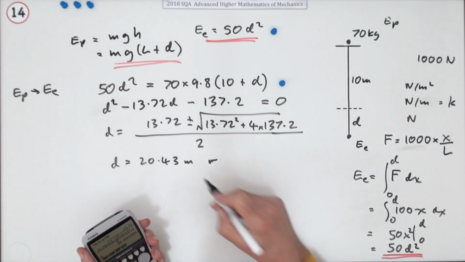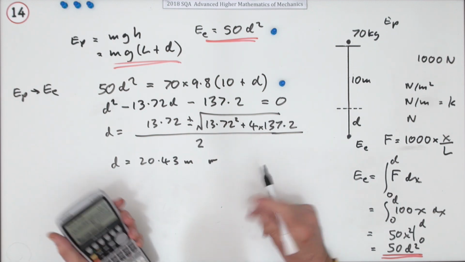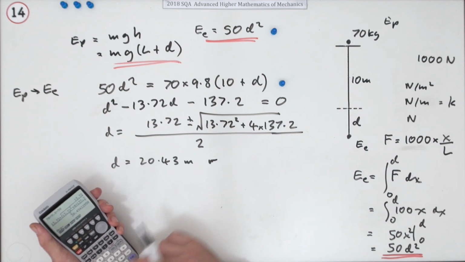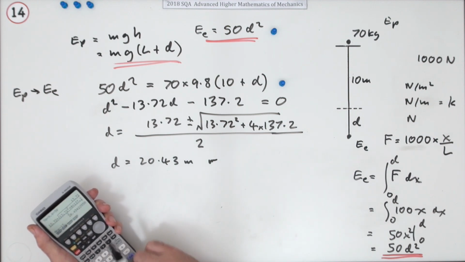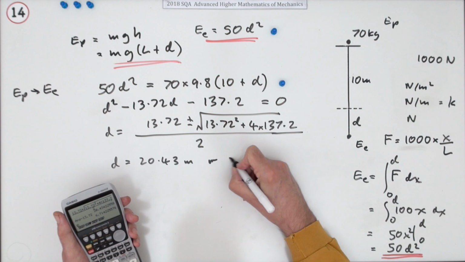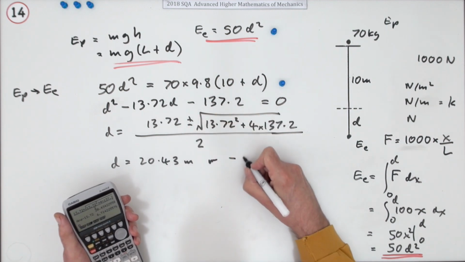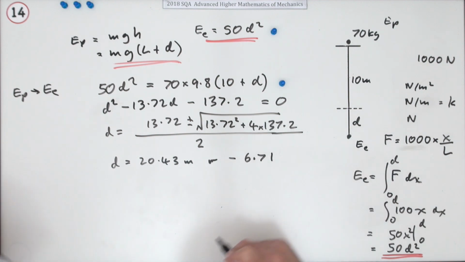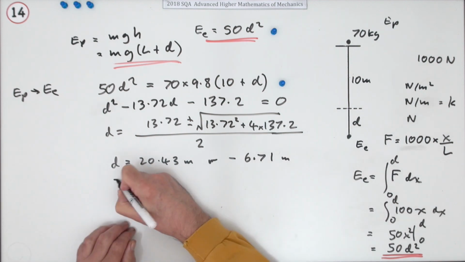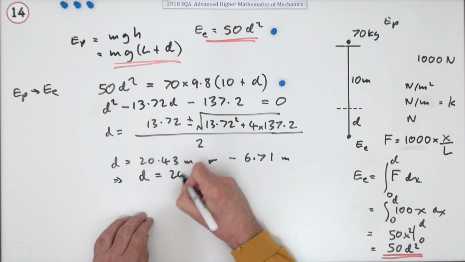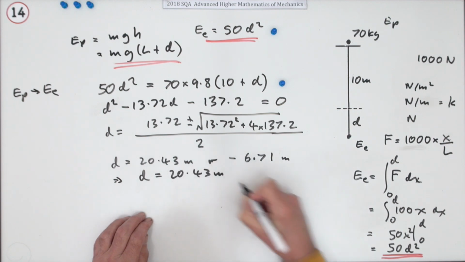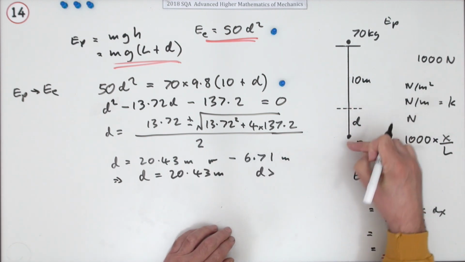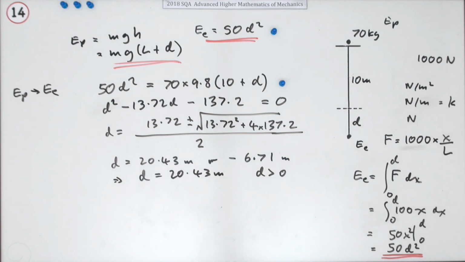Or, because there's going to be 2 answers, now with the minus 1, I just need to take that 13 away, minus 13.72, and that will give me a negative, because the subtraction is the other way around, 6.71 metres. Which means d is going to be 20.43 metres, since I'm only interested in the d that extends beyond 0.